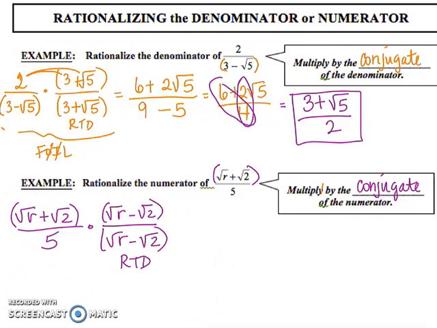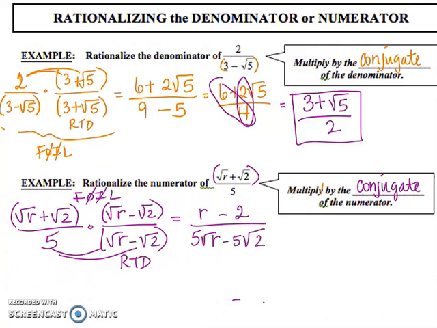Okay. So now when we rationalize our numerator, just like before when we rationalized the denominator, this is FOIL again, except the O and the I will cancel out, so we just have to do the firsts and the lasts. So square root of r times square root of r gives us r. And positive square root of 2 times negative square root of 2 is going to give us negative 2. In the denominator, we're just going to be distributing that 5. So we're going to have 5 square roots of r minus 5 square roots of 2.